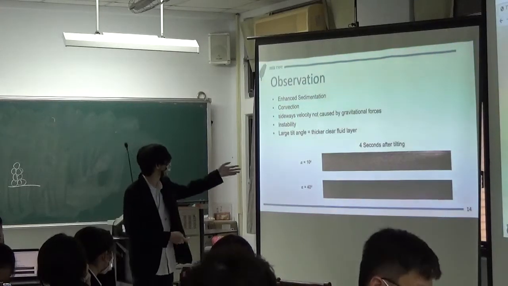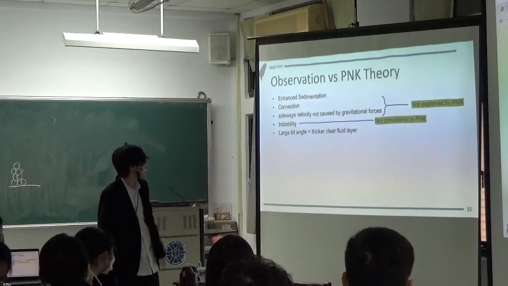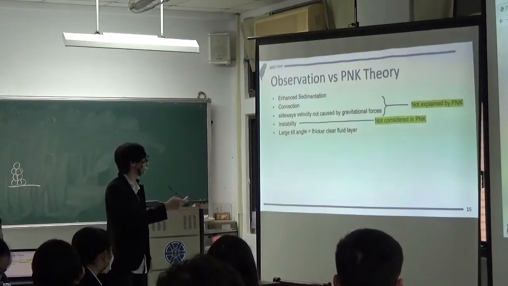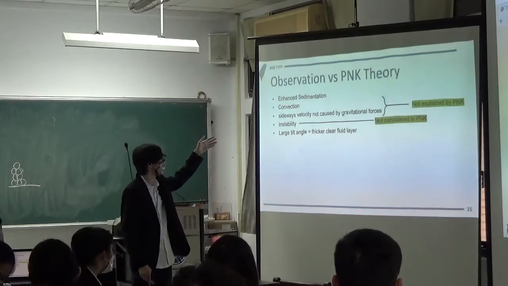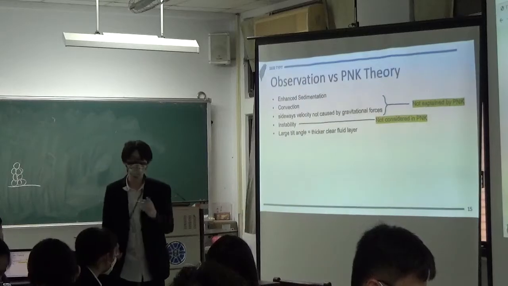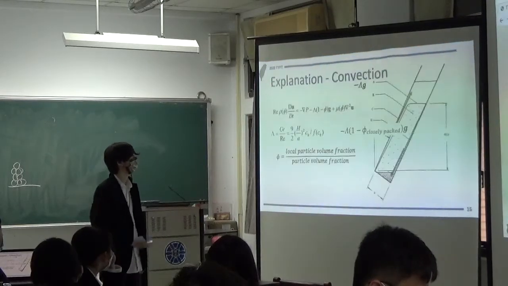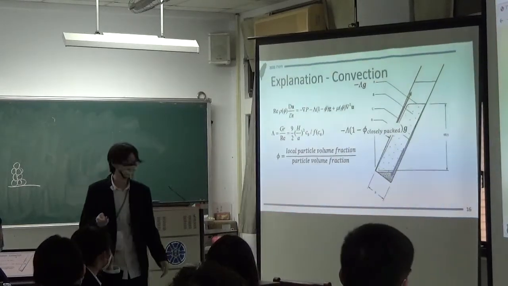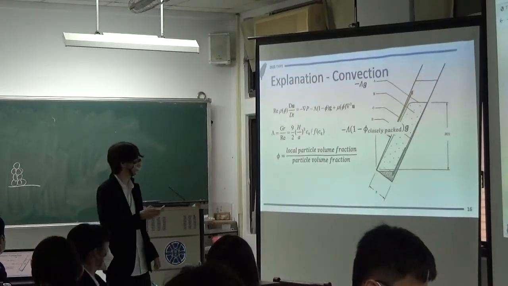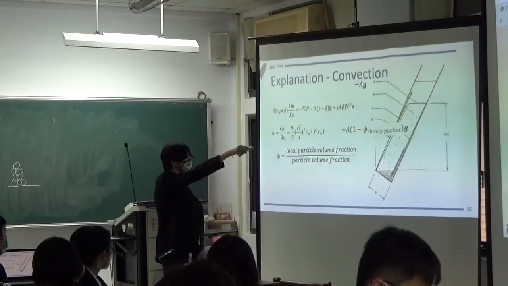So this is the last observation. So we compared PNK theory with our observation. The first three observations are not explained by PNK, and instability is also not considered in PNK. So we now explain the convection by solving the Navier-Stokes equation, and we get the following equation.